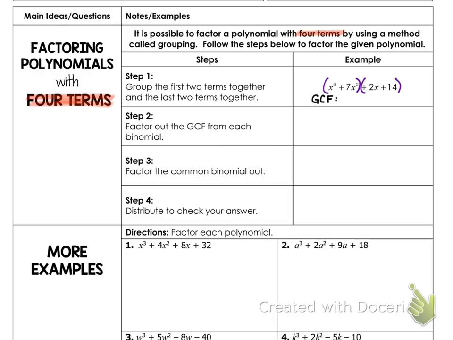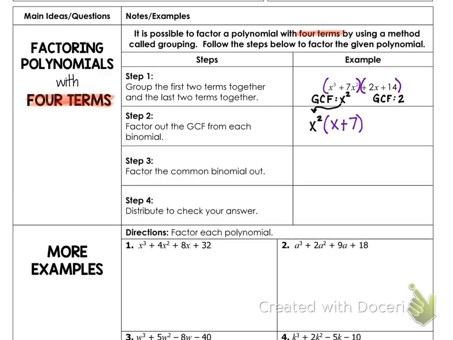So the GCF of this first piece is x squared. And the GCF of this second piece, well, 2x and 14, they both don't have an x in common, but you can divide a 2 out of this piece and a 2 out of this piece. So the GCF is 2 for that one. Does kind of look familiar. Now we take out the GCF. So if we had 3x cubed and we take away x squared, we have x left. And if we had a 7x squared and we take away x squared, we just have 7 left.